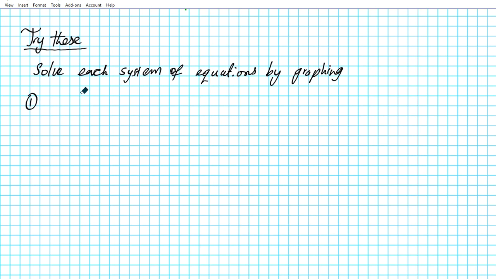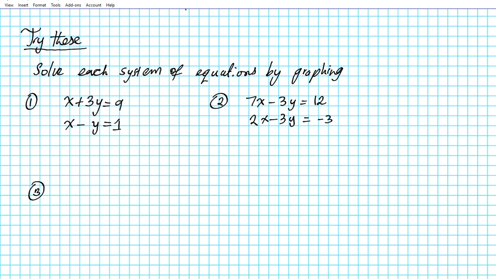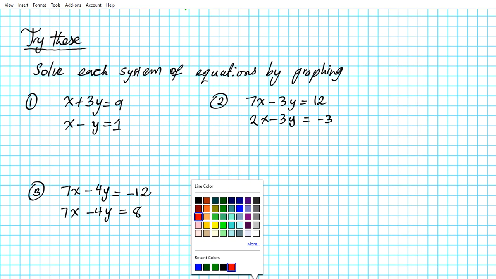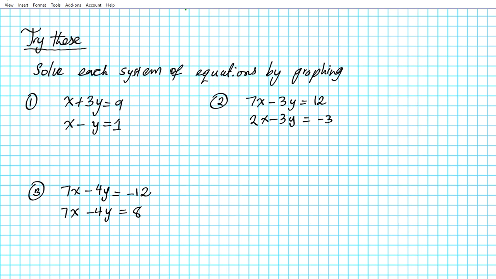Alright, so number 1, let's say you have the system x plus 3y equals 9 and x minus y equals 1. Number 2, what if you have the system 7x minus 3y equals 12 and 2x minus 3y equals -3. And lastly, what if you have the system 7x minus 4y equals -12 and 7x minus 4y equals 8. Alright, so go ahead and pause the video at this time and try out the problems. When you're done solving all of them, you can click on play to see what the answers are.